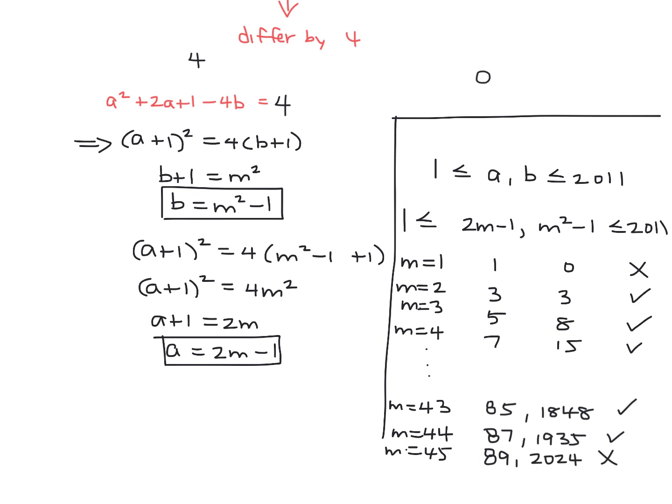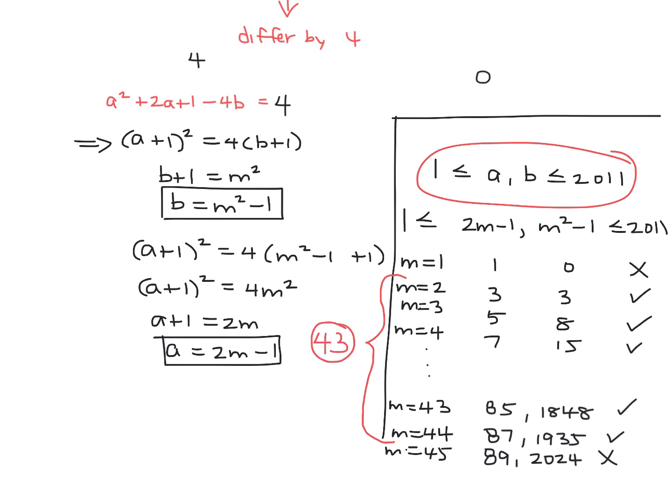So no good. The only ones that are in the range are the ones where m equals 2 to m equals 44. That would be a total of 43 such values of m. And for each value of m, you get one pair a, b. So therefore, there are 43 pairs a, b that satisfy the conditions of the question.